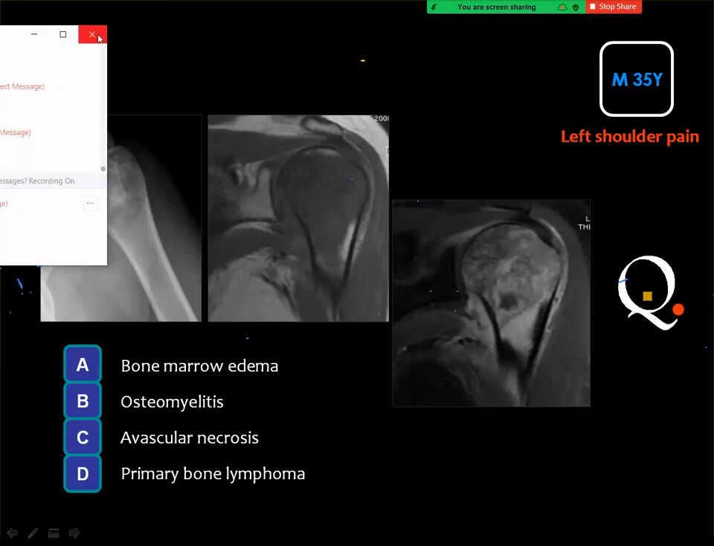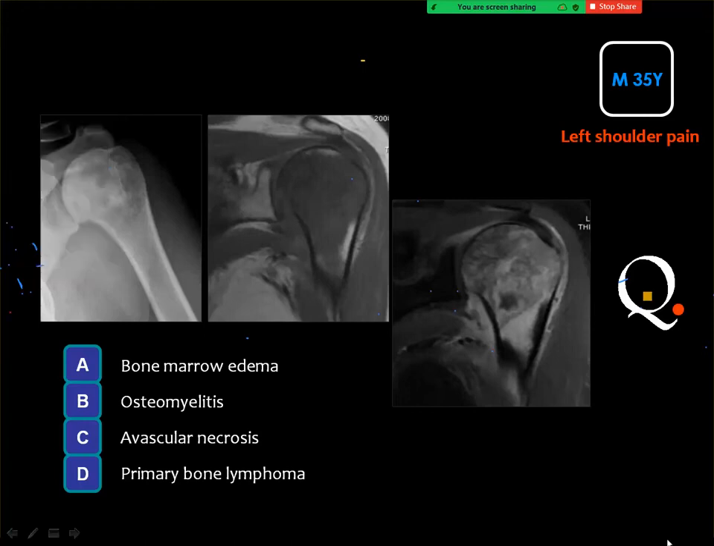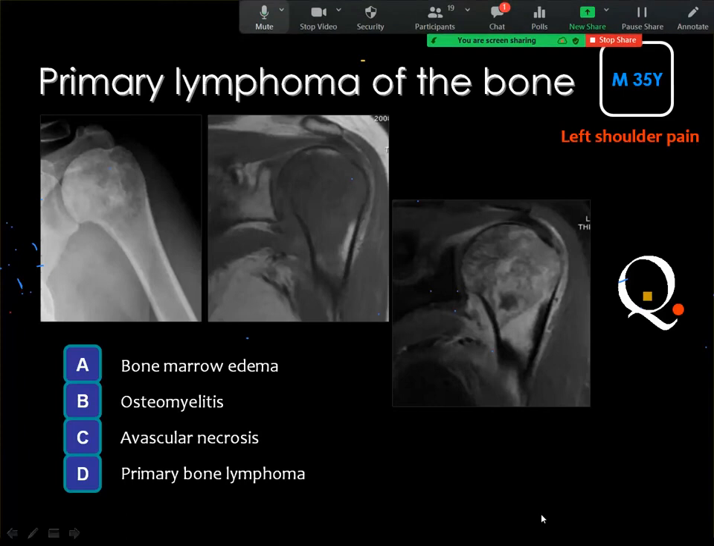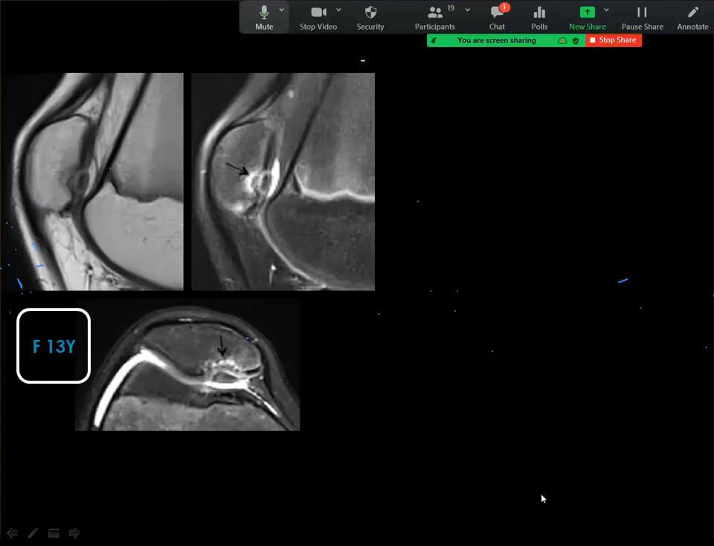Lymphoma, yes, this is right. The answer is lymphoma. You know that an infiltrative bone tumor, especially after the epiphyseal closure, without significant extraosseous soft tissue component, and with the presence of some sclerotic texture in the plain X-ray or CT, all these features suggest the possibility of lymphoma. Next case.